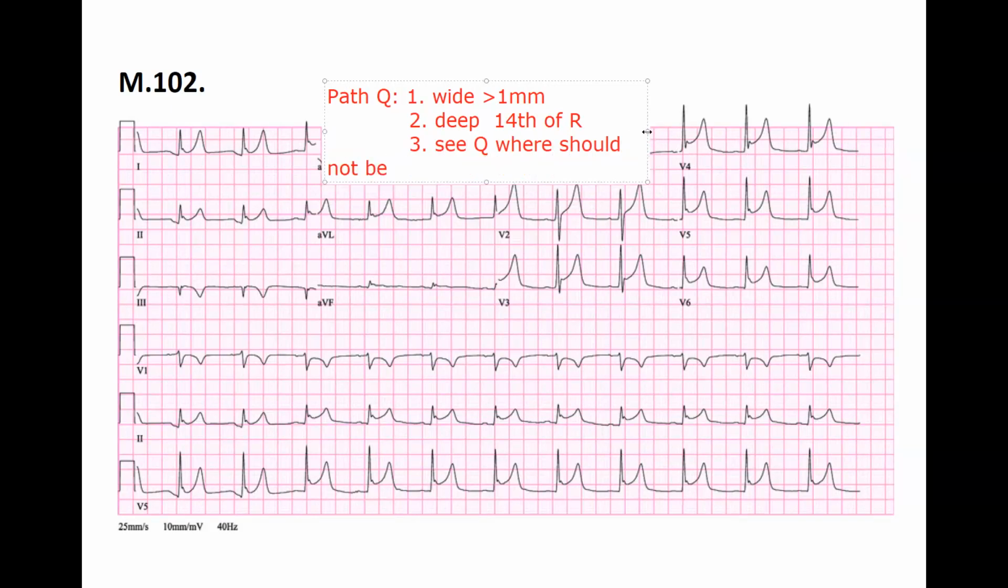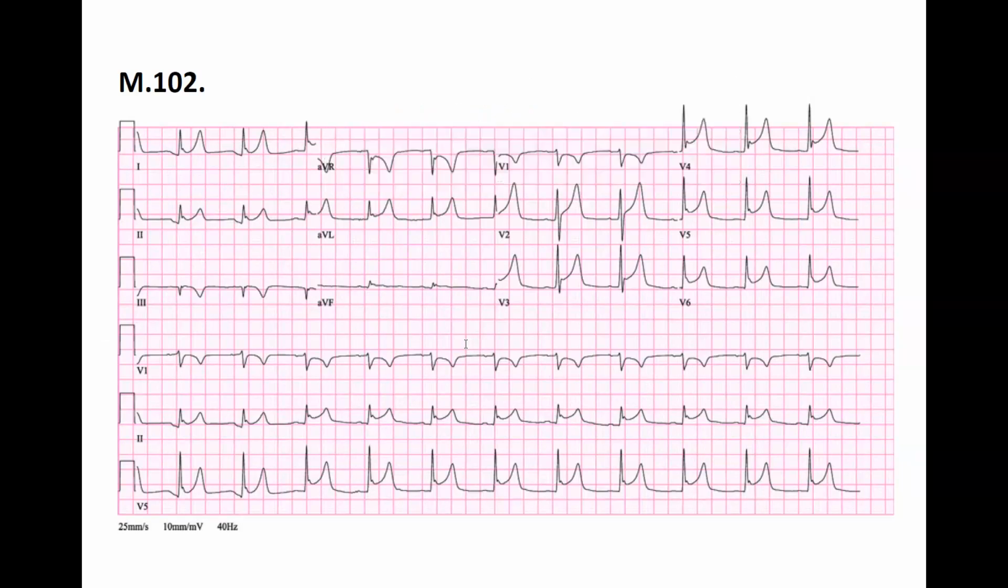Okay, should not be. Another one, if somebody had a Q and the Q deepened, okay, these are the criteria for having a Q wave, and you have to have Q in 2 consecutive leads. Okay, this is how you can interpret a necrosis. All right. Now, in this situation, there is no pathological Q wave at all. Okay, now you can go further.